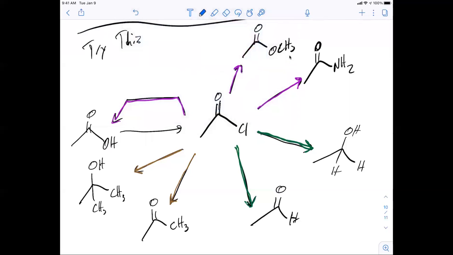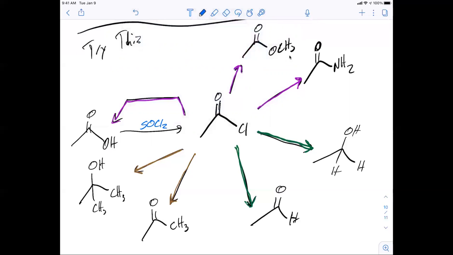Okay, let's go ahead and take a look. If we start with the acid and go to the chloride, we need a special reagent for that. That's SOCl2, right? That's our thionyl chloride reagent.